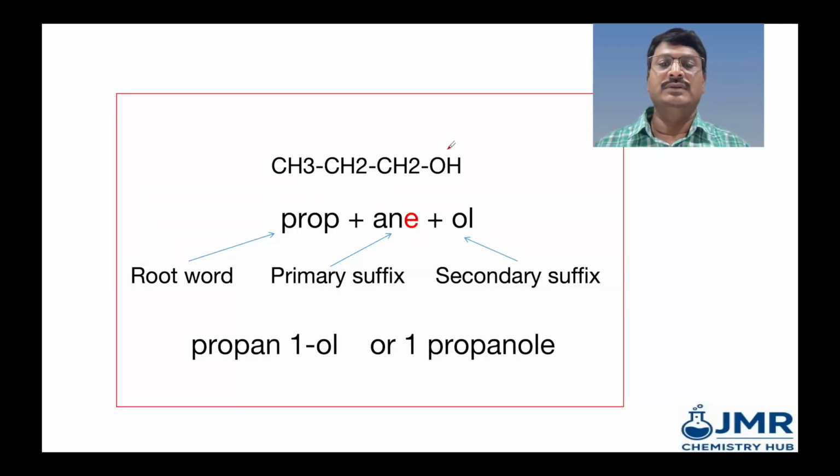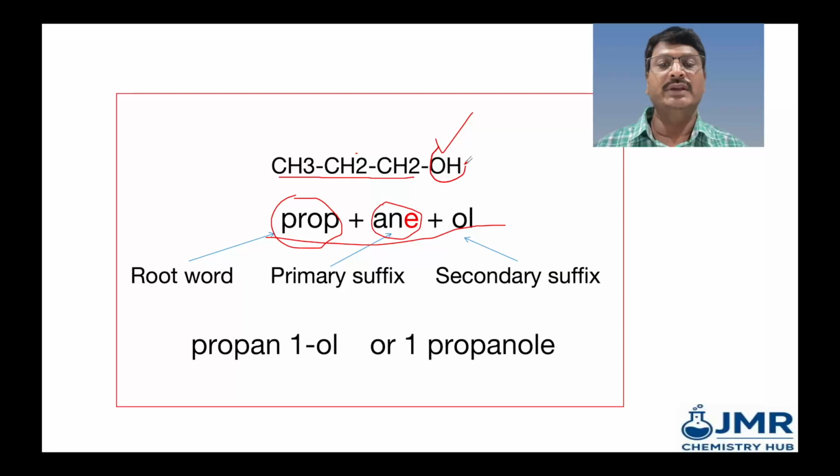For example, same example, CH3, CH2, CH2OH. The number of carbons in the longest chain is 3. That's why the root word is prop. And it is an alkane, that is the saturated compound. The primary suffix is "-ane", and the secondary suffix is "-ol" because it is an alcohol. The total name of the compound is propane 1-ol.